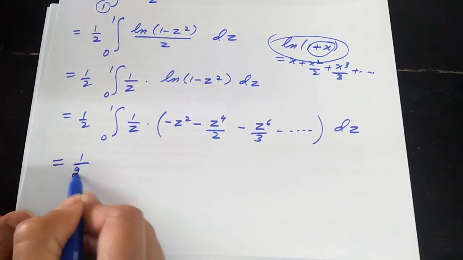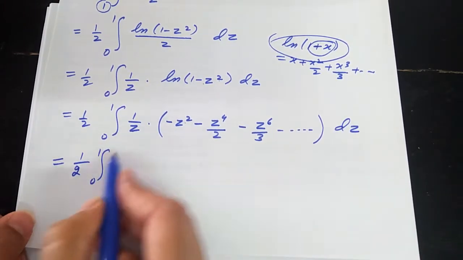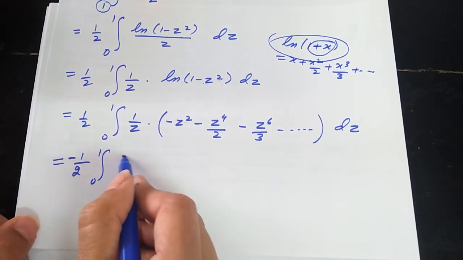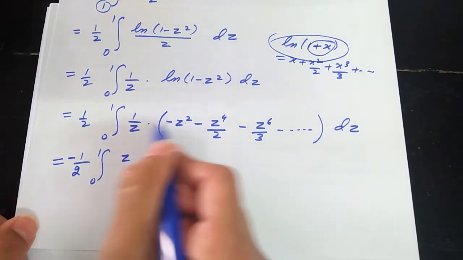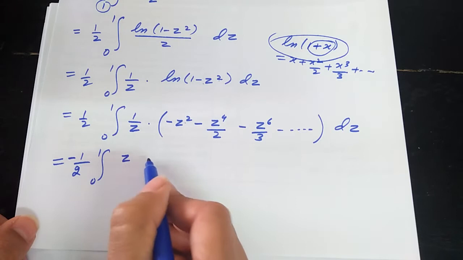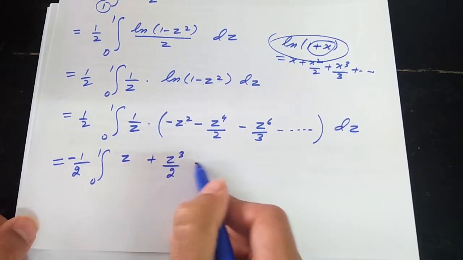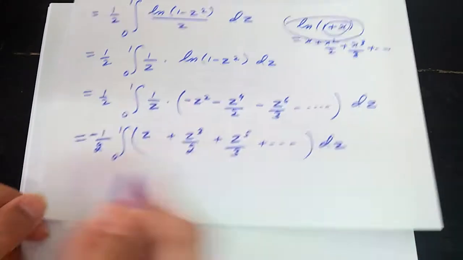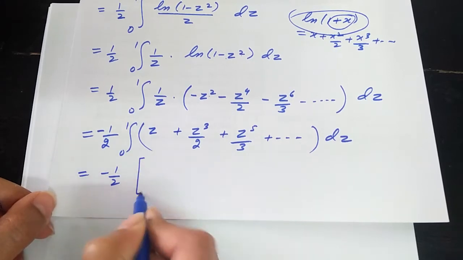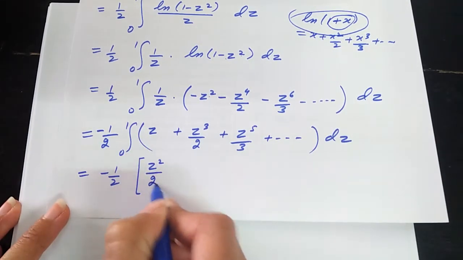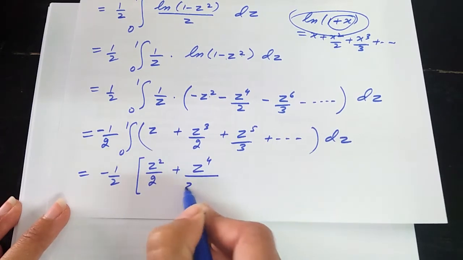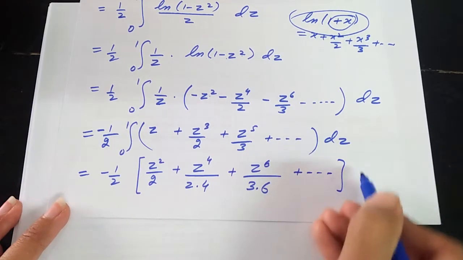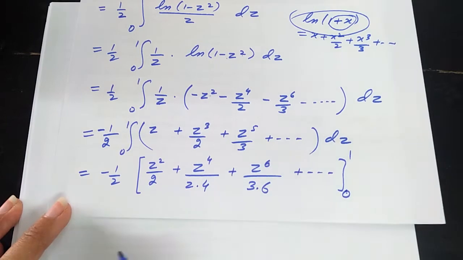Now it will become 1 over 2, integral from 0 to 1. Multiply z inside, take the negative sign common. This z and z will be cancelled. So we will be left with z plus z cube over 2 plus z5 over 3 and so on, dz. Now integrate it. It will become minus 1 by 2. Integration of z will be z square over 2, plus z4 over 2 into 4, plus z6 over 3 into 6, plus and so on, and the limits of integration are from 0 to 1.